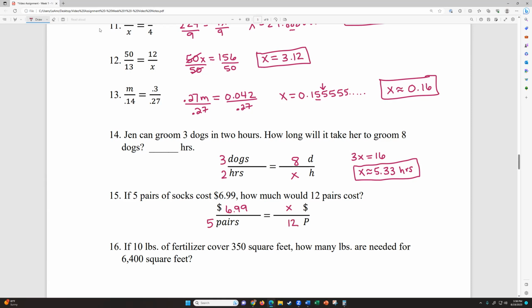So again, notice this similarity. We're keeping money over pairs and money over pairs. We're keeping this set up the same way so that we can be talking about these comparisons. If it's $6.99 for 5 pairs, how much is it for 12 pairs? Now, if you wanted to do pairs on top and money on the bottom, you could. You just have to be consistent on both sides, okay?